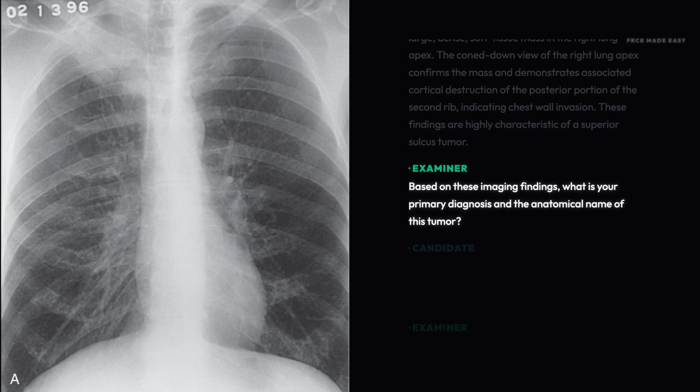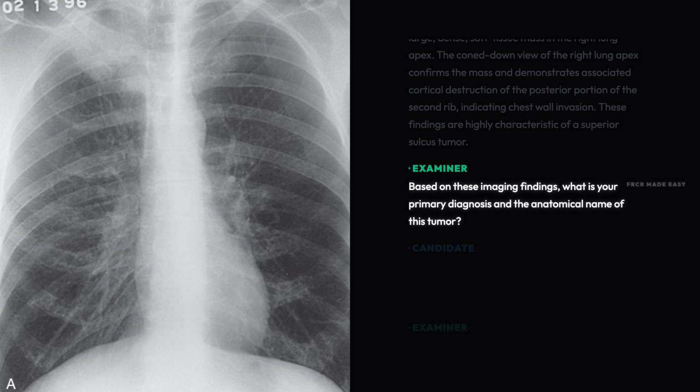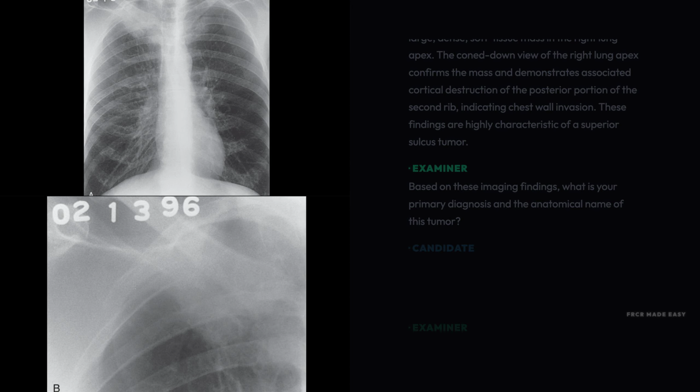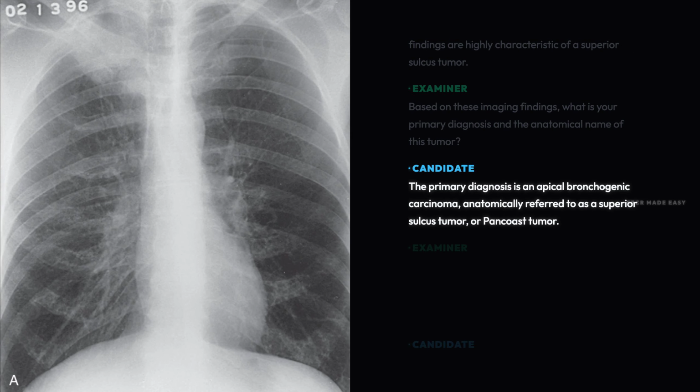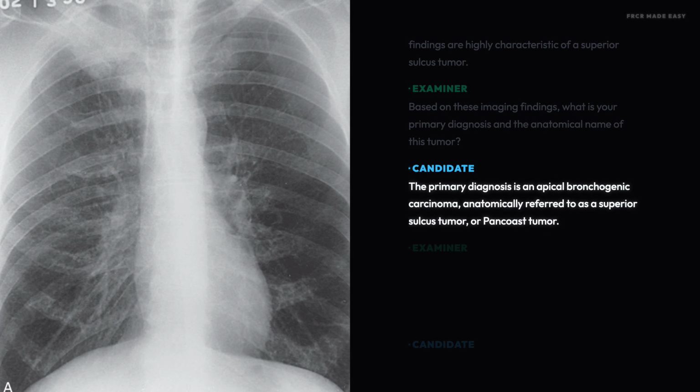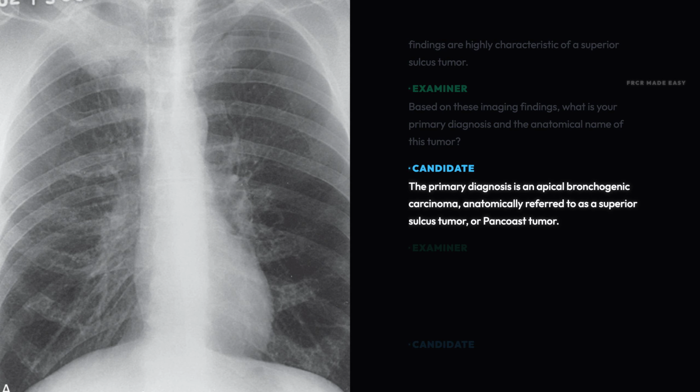Based on these imaging findings, what is your primary diagnosis and the anatomical name of this tumor? The primary diagnosis is an apical bronchogenic carcinoma, anatomically referred to as a superior sulcus tumor or Pancoast tumor.